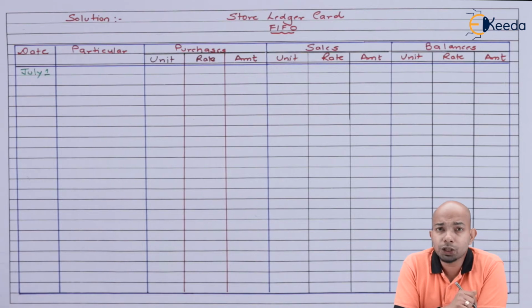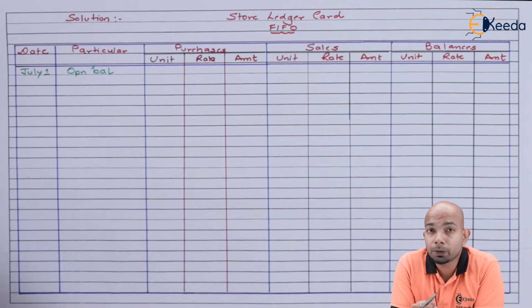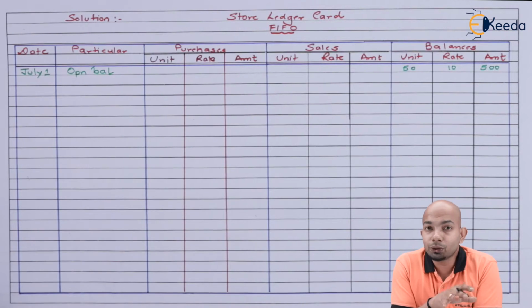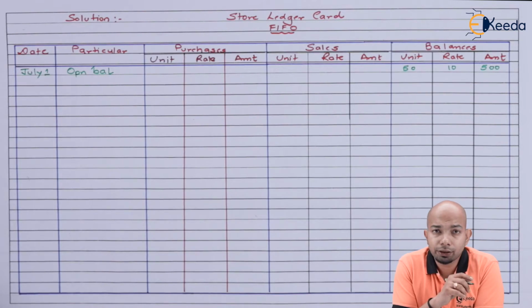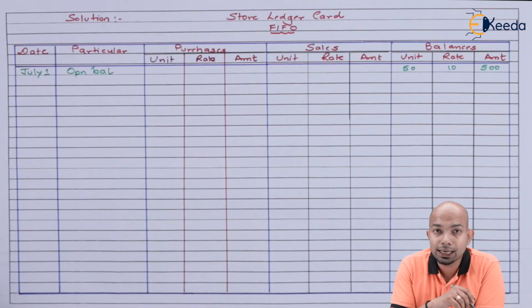So in the particulars, we can mention opening balance. There is nothing that needs to be mentioned in the purchase and sales column right now because this is related to the opening balance. So we'll mention the units in the opening balance there directly. So the opening balance here is 50 units, rate is 10, so the amount will be 500, that is 50 into 10, 500.